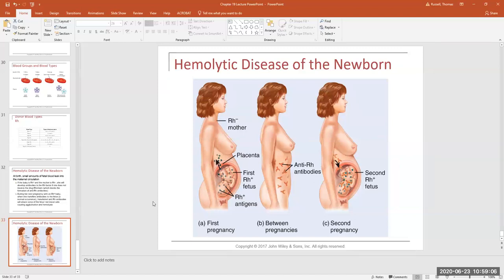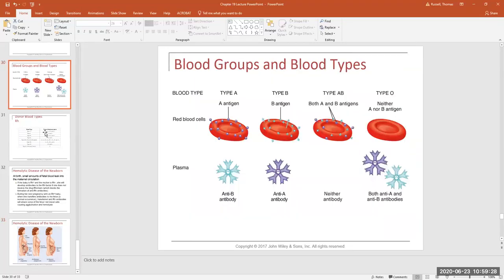All right, so that's it for the blood chapter. Make sure you know the scenario for hemolytic disease of a newborn, how it comes about. Oh, the older name for that is called erythroblastosis fetalis. You might see that in my notes. Erythroblastosis fetalis, or hemolytic disease of a newborn, is abbreviated HDN, by the way. Know your blood typing chart, who can give blood to whom.